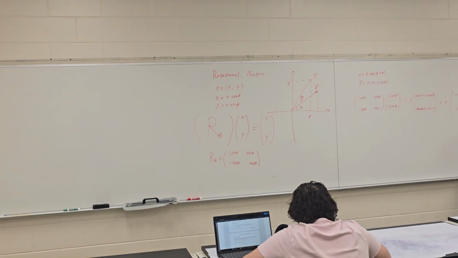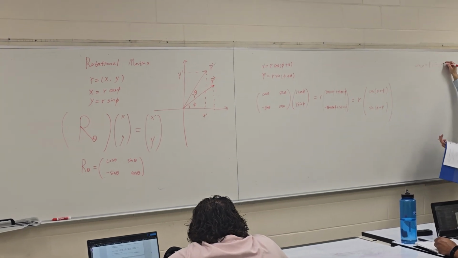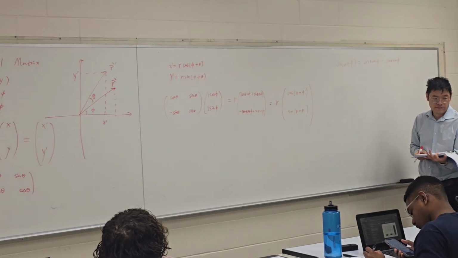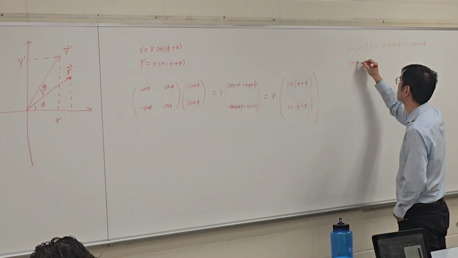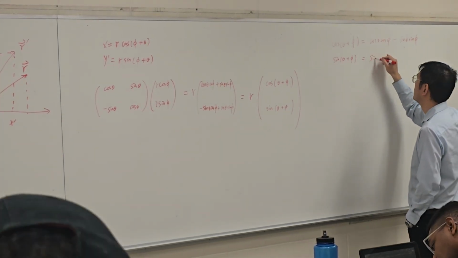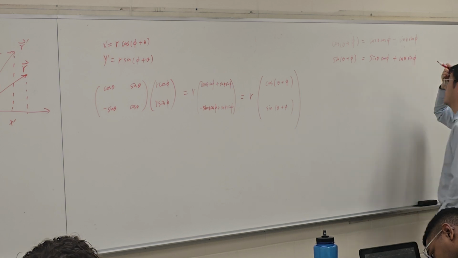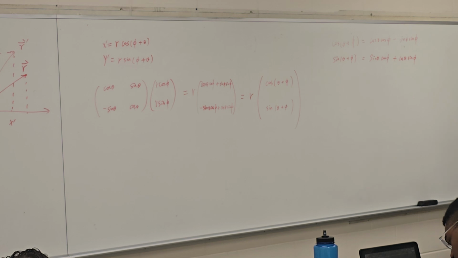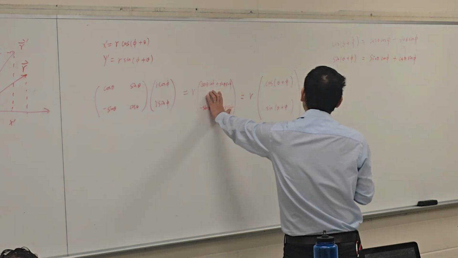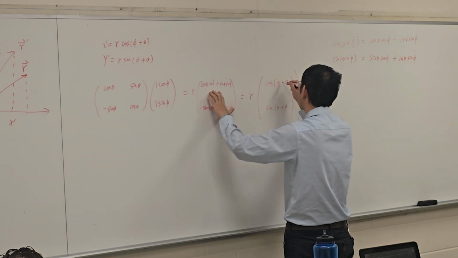See, so those are the two. Let's get it right. Cosine theta plus phi equals this. It's just the formula we get from chapter 1. So this one should give us this.